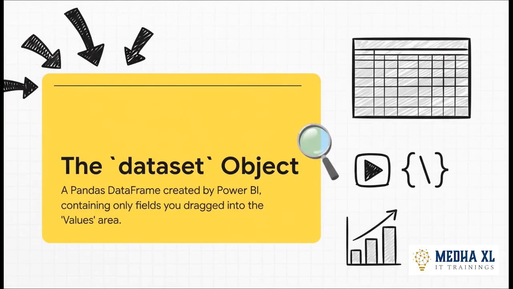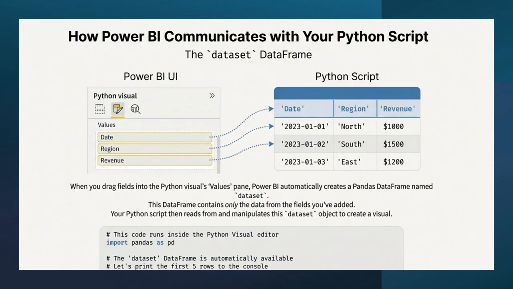Now, this is the single most important concept to get your head around. The dataset object. It's brilliant. When you drag your data fields over, Power BI automatically bundles them up into a Pandas data frame, which is the gold standard for data in Python. And it calls this data frame dataset. It's like Power BI puts exactly the data you need into a neat little box and just hands it to your script. No file loading, no connections, it's just there.